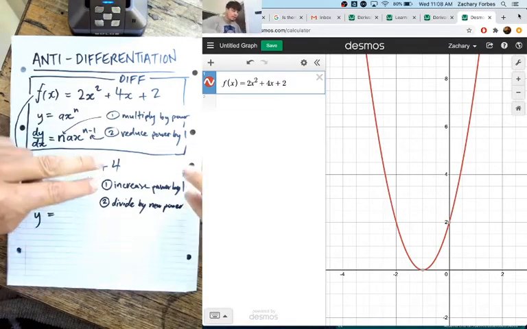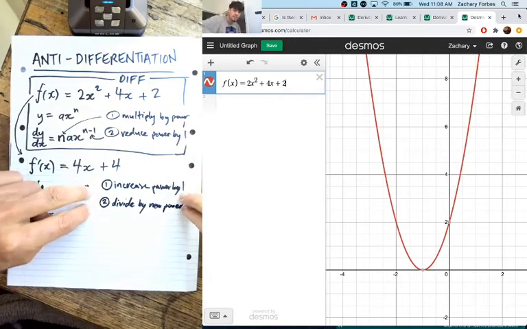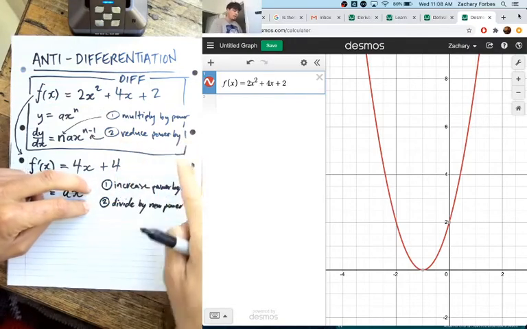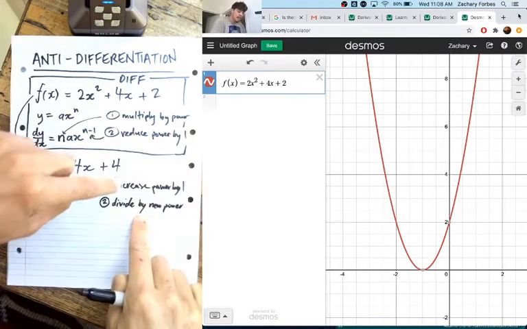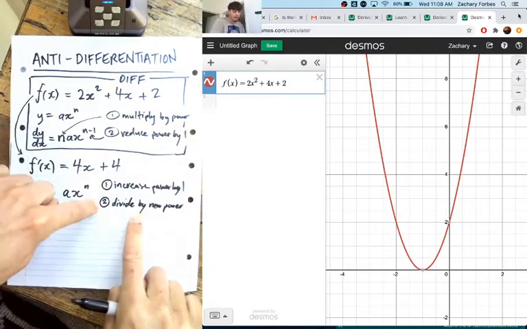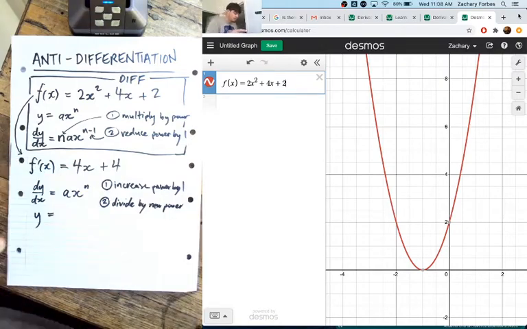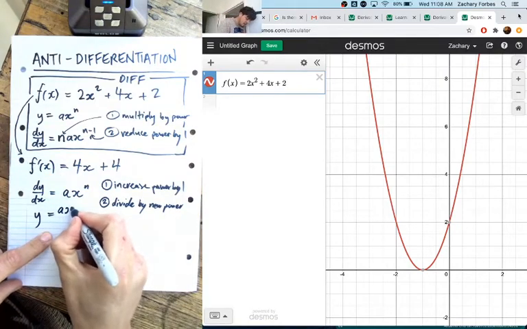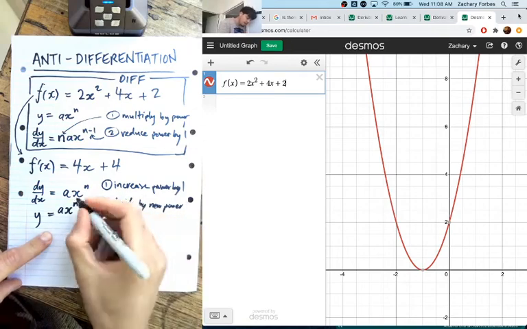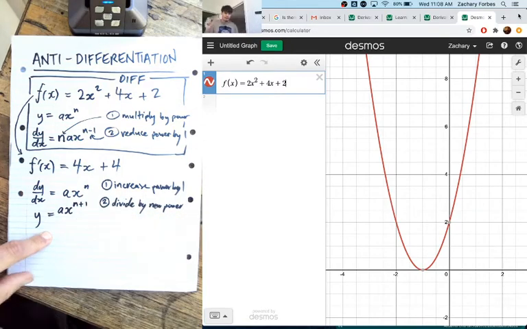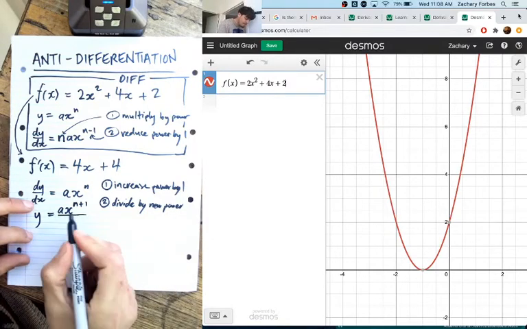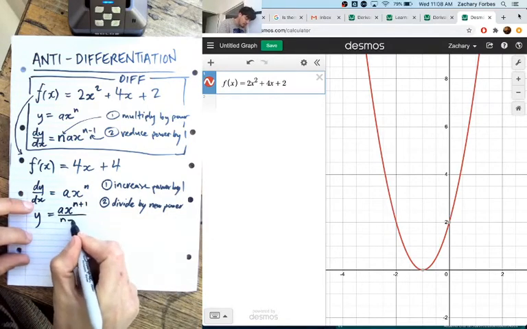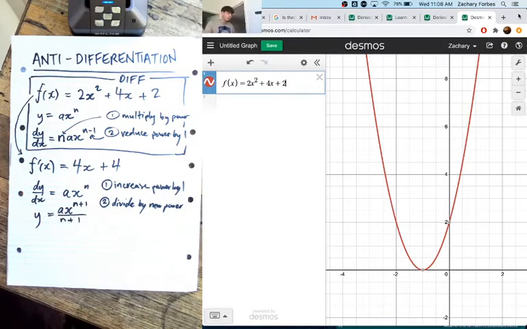So to be able to do these steps in absolute reverse, this is how we're going to have to do it. Instead of reducing the power by 1, we increase the power by 1. And then instead of multiplying by the power, we divide, and because we've already done step number 1, we're dividing by the new power. So step number 1, it's going to be ax^n, and we're increasing the power by 1, so it's going to be n plus 1 here. And then we divide by the new power, so we do all of that over this new power, which is n plus 1. So that's the rule we're going to be following for anti-differentiation.